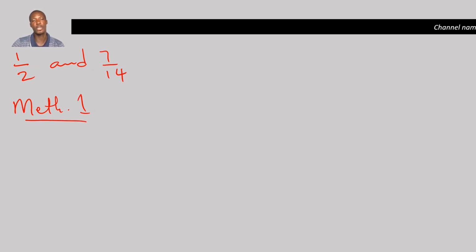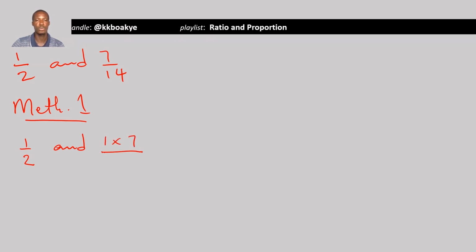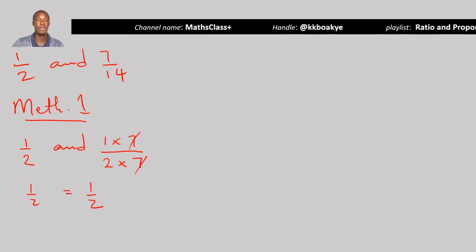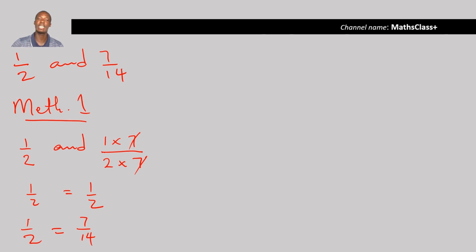that we are going to use, we are going to convert each fraction to its simplest form. So 1/2 is already in its simplest form, and 7/14 can be written as 1 times 7 divided by 2 times 7, and that 7 will cancel 7 to give us 1/2 is equal to 1/2. Since we got their simplest form to be equal, it means 1 over 2 is proportional to 7 over 14. That is the first method.